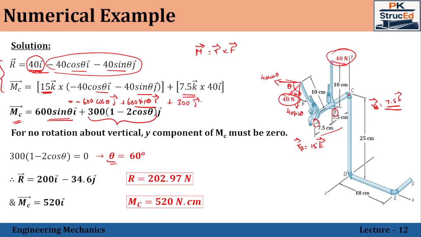Now, let us summarize today's lecture. A wrench is a special force coupled system in which the forces and couples are parallel. Wrenches produce combined translation and rotation, which are commonly encountered in fasteners, pipes, shafts, and mechanical joints. So understanding wrench behavior is crucial for safe engineering design.